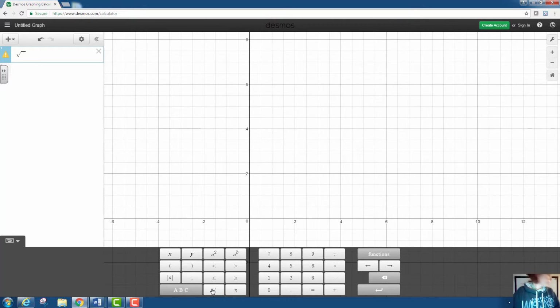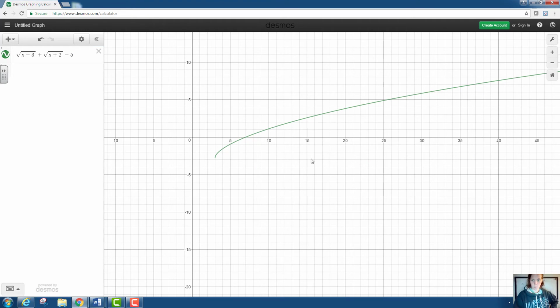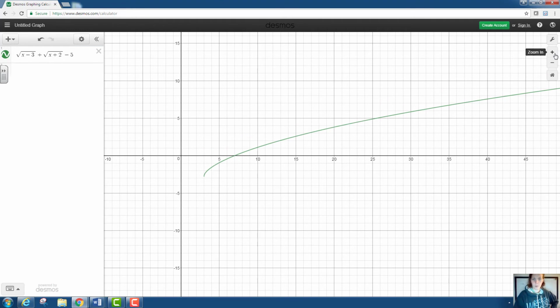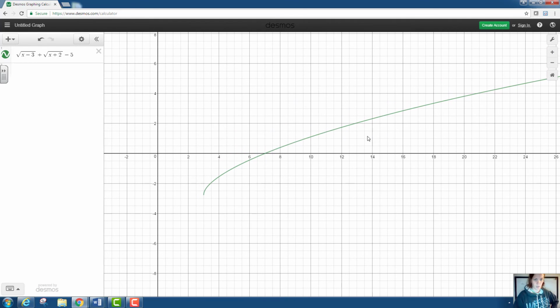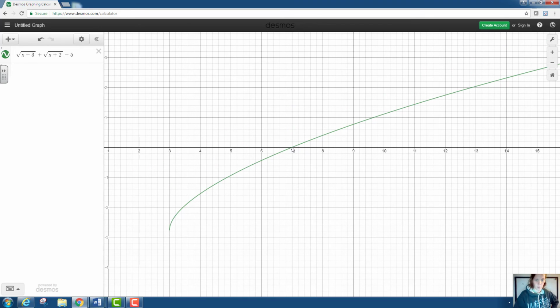So let's see what this one looks like if we graph it. Square root of x minus 3, plus square root of x plus 2, and then that 5, I would subtract the 5 over to the other side to set it equal to 0. So notice this one, zoom out a little. It still looks like a square root, shifted around. But notice that my x-intercept is 7, which was the answer we got, because that's saying when y is 0, what's my x-intercept? It is 7.